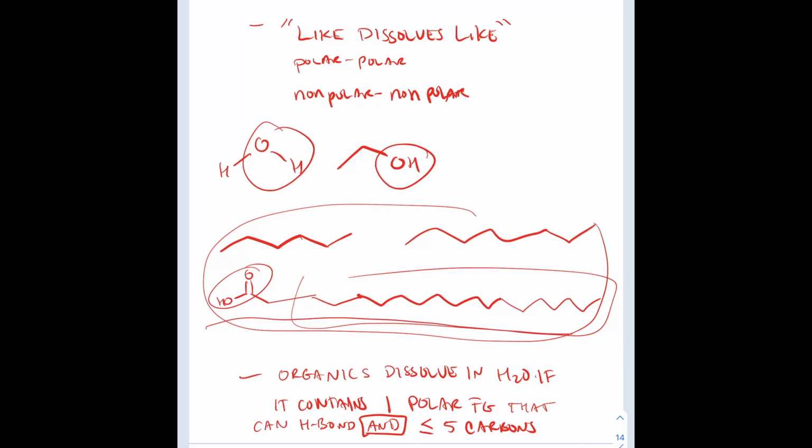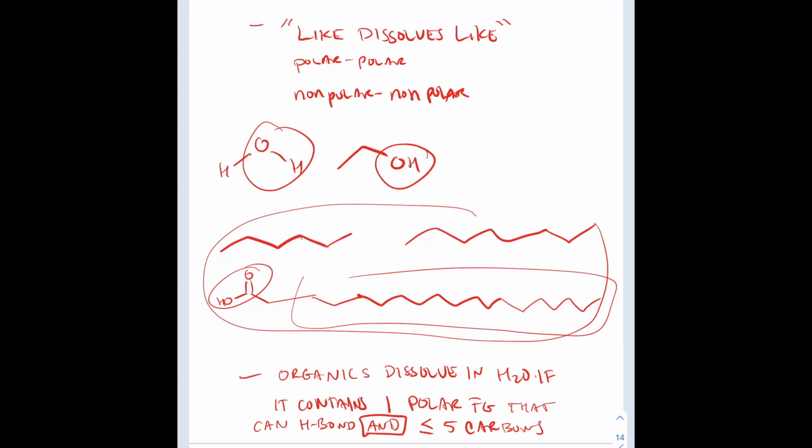Okay, so basically this fatty acid has a lot of carbon-hydrogen bonds, CH bonds, and is very non-polar on this portion. It is, however, polar on the left side of the molecule.